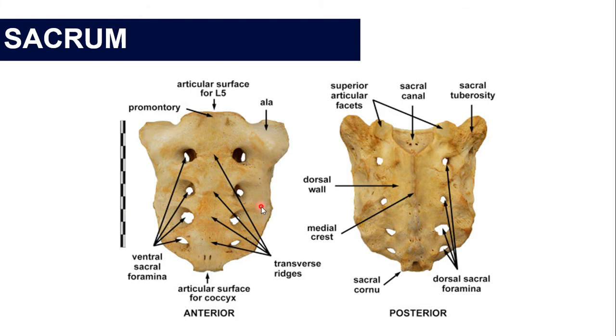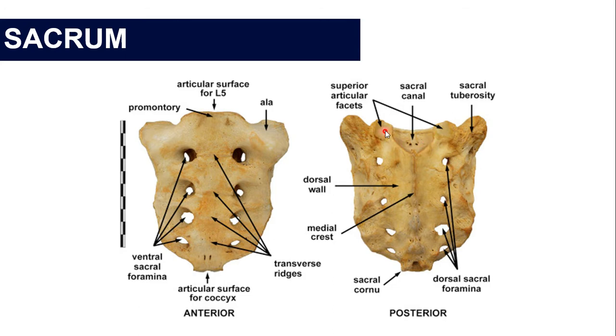Other parts of your sacrum include the sacral promontory and the ala, or the wing of the sacrum. We have here the transverse ridges, one, two, three, and four. At the sides of our transverse ridges, we have your ventral sacral foramina, where some of your nerves pass through. And then, at the posterior part of your sacrum, we have the sacral canal.